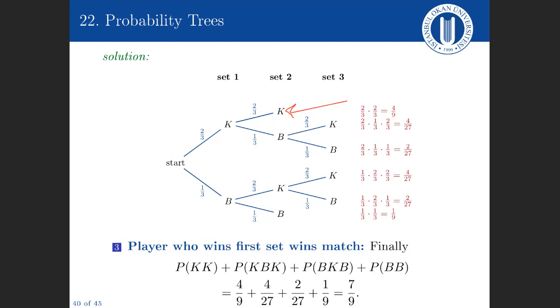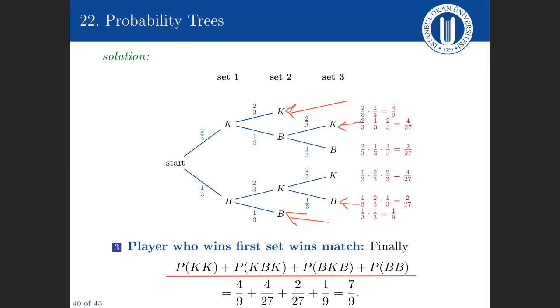If Kia wins both sets, then Kia wins. If Kia wins the first set and the third set, he wins. If Boris wins the first set and the third set, then Boris wins. If Boris wins both the first 2 sets, then Boris wins.